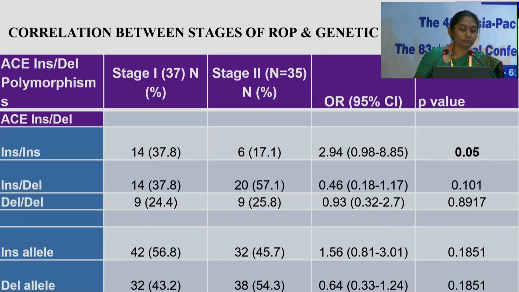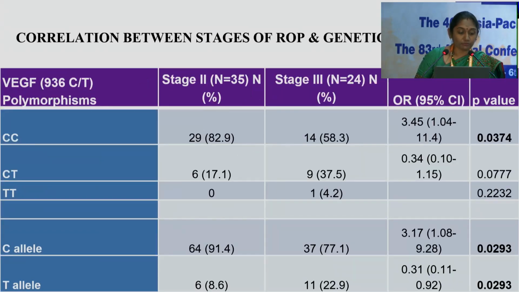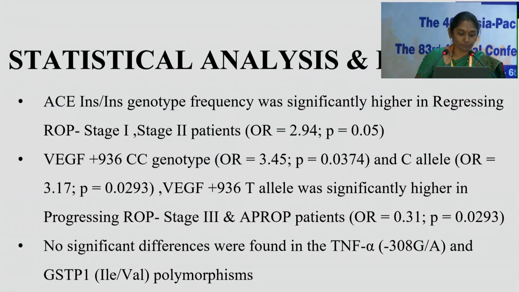But after adjusting for the confounding factors, we noted a significant change in stage 1 and stage 2 ROP with ACE insertion deletion gene polymorphisms. So we noted a p-value of 0.05 that is associated with the regression of ROP, and VEGF polymorphism associated with the progression of ROP. And this is the statistical analysis and result.